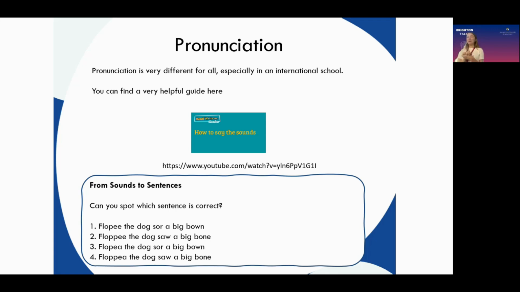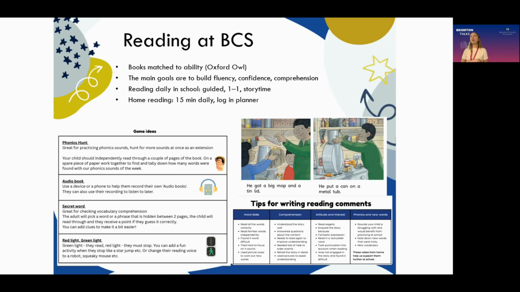So reading at Brighton College, books are matched with the Oxford OWL scheme. They start off in early years with picture books, and then they move up in difficulty with the digraphs and trigraphs, set 2 and set 3 sounds, hopefully following along as closely as we are teaching them. You might sometimes encounter a new sound; you can either address it or just move on. It's not life or death at that stage in the book. As you move through the books, we encourage fluency, confidence, and comprehension.